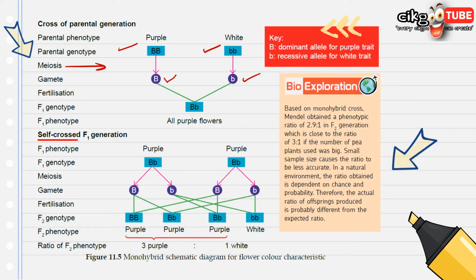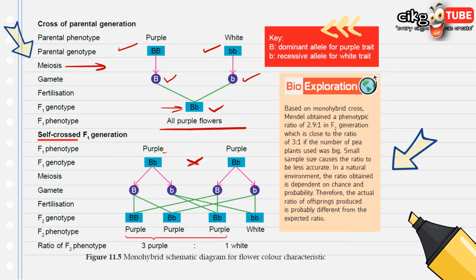During fertilization, random fertilization will occur to produce all purple flowers in the first filial generation with a heterozygous genotype. So we have here capital B and small b, but it is still purple because of the presence of the dominant allele, the capital B for purple flower. Then what Mendel did was to self-pollinate the first filial generation. Self-pollinate means to pollinate between the heterozygous flowers just now, purple and purple.